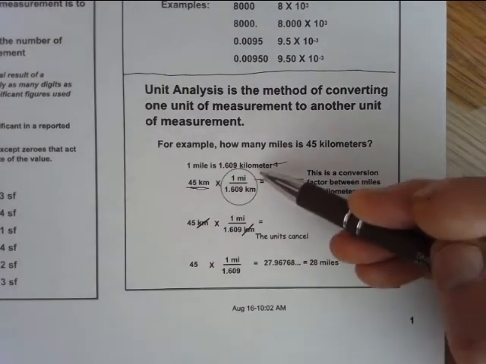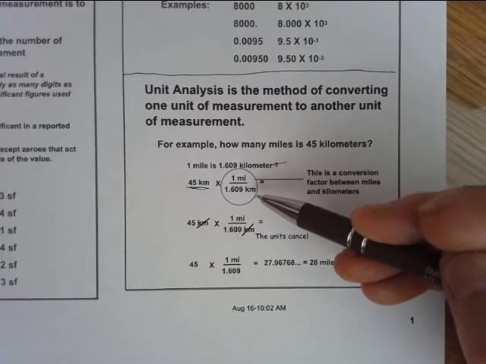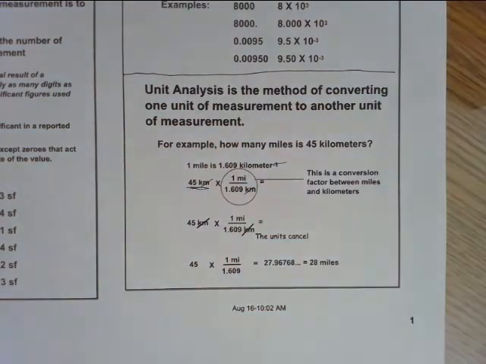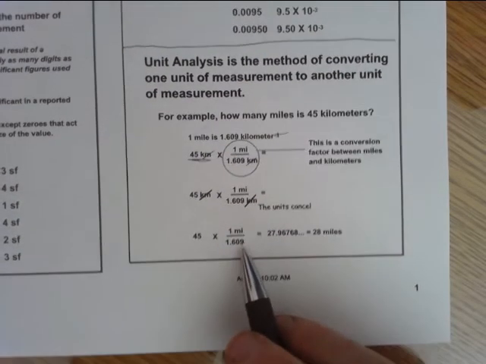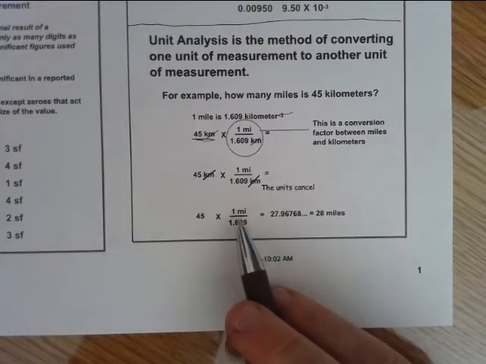So the reason I set up the fraction like this is because when I put kilometers on the bottom of this conversion factor, the kilometers will cancel out with the kilometers in the problem that I already had, like I show you right here. So now what I'm left with is basically just the number 45 times 1 mile over 1.609.